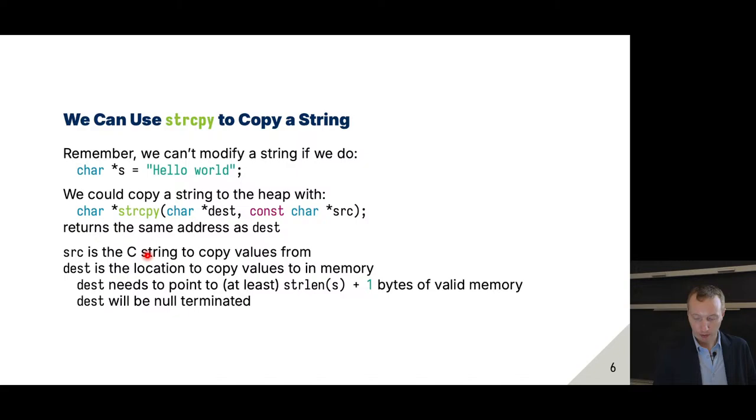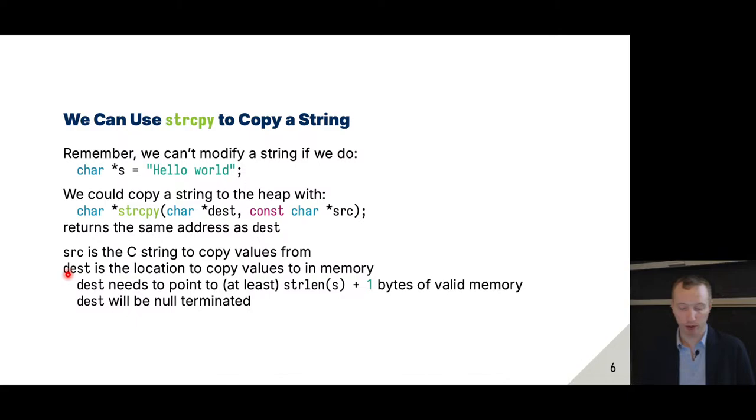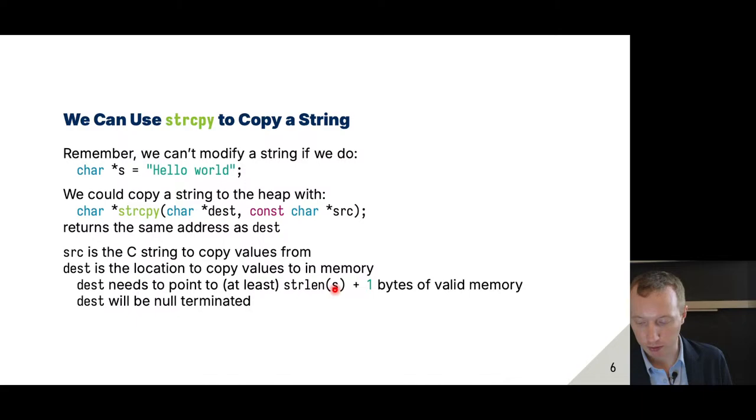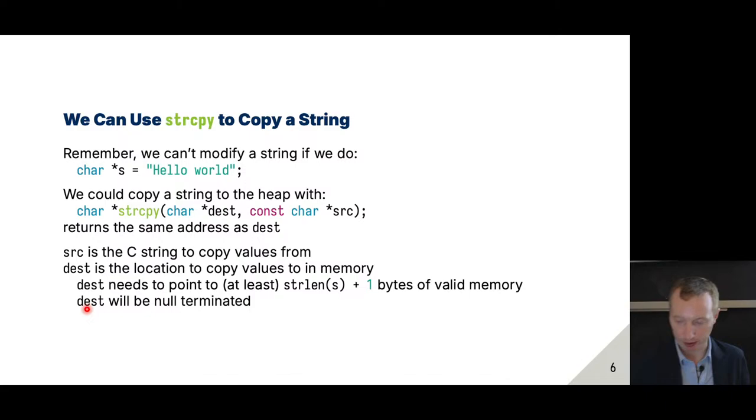So, source is a C string to copy values from. Dest is the location in memory to copy the values to. And you are responsible for making sure that you have mallocked at least the string length of the source string. Sorry, this should be source, not just s. So the length of the source string plus one, because you need that null character. You need to make sure you set enough memory aside, because whatever you copy will be null terminated. So let's look at that example.